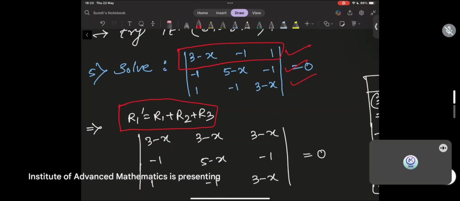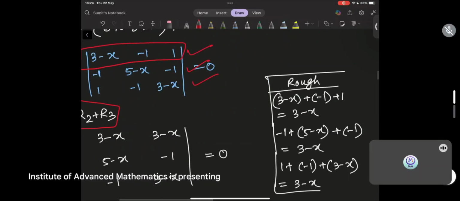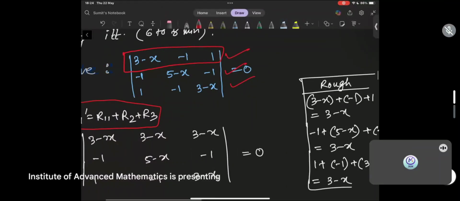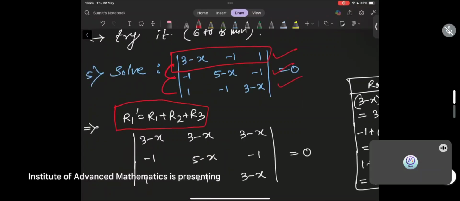Row means you will think horizontally, you will add the horizontal elements correspondingly. So roughly I have done that. You can see a rough work is there. So 3 minus x, then minus 1 plus 1, because rows are added, then minus 1, 5 minus x, minus 1, they will add, 1 minus 1, then 3 minus x, they will add in that way, okay? That is called the addition of the rows.